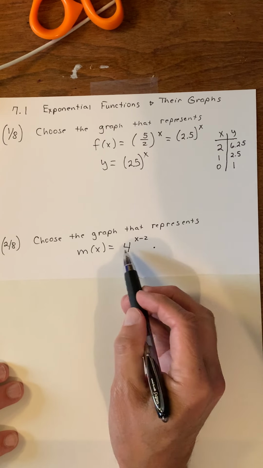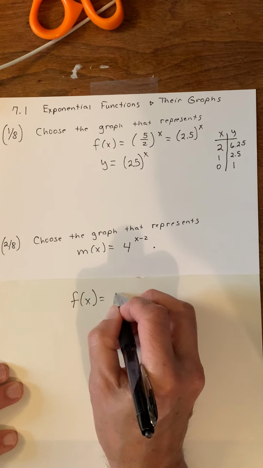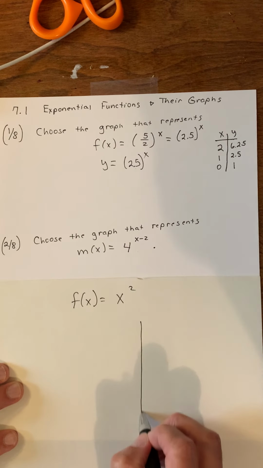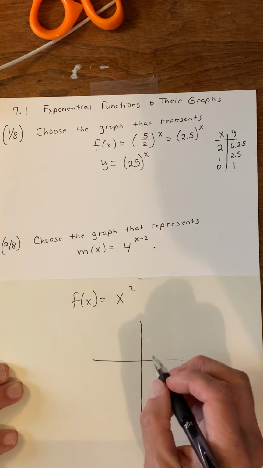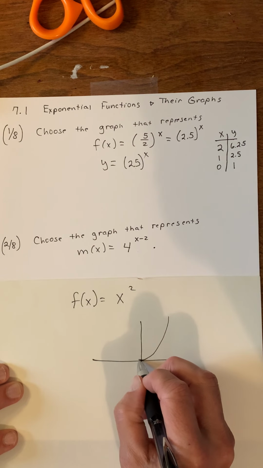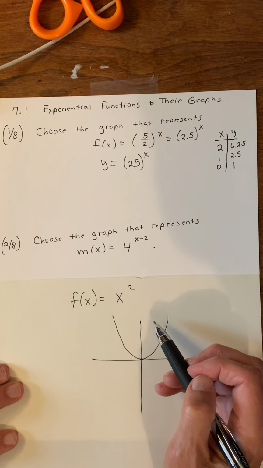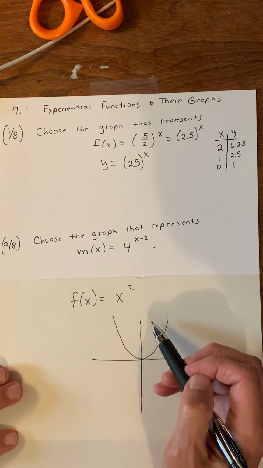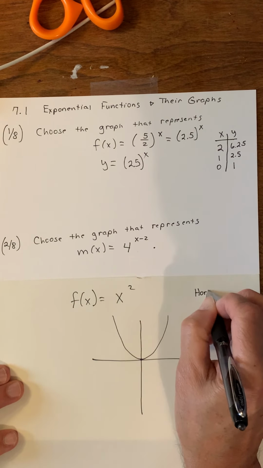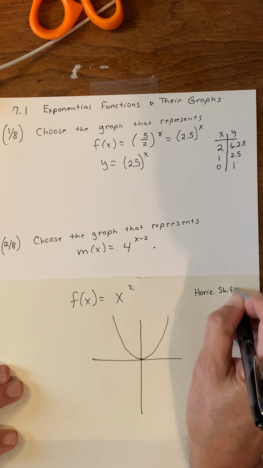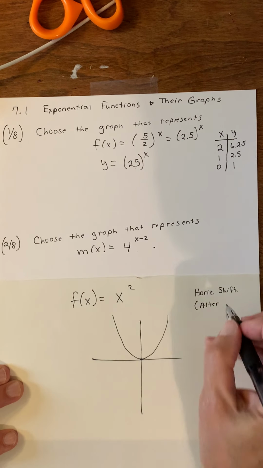Let's take another function that's not exponential, like f of x equals x squared. Remember this guy? In unadorned form, plain old basic function, x squared is just a parabola. It goes through the origin. But remember what we can do to this guy. We can do what's called horizontal shifts. When I do a horizontal shift, I alter the x itself.